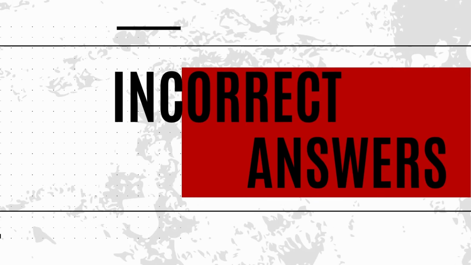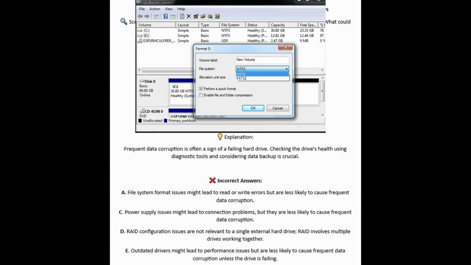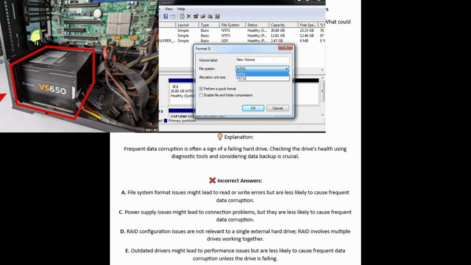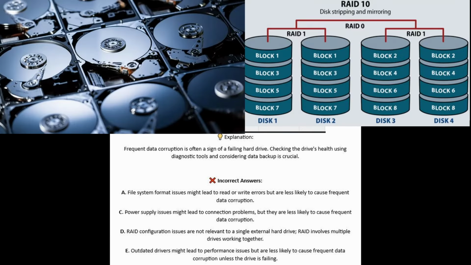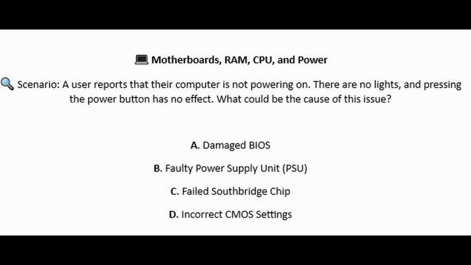And now for the incorrect answers, file system format issues might lead to read or write errors, but they are less likely to cause frequent data corruption. Power supply issues might lead to connection problems, but they are less likely to cause frequent data corruption. RAID configuration issues are not relevant to a single external hard drive. RAID involves multiple drives working together, and outdated drivers might lead to performance issues, but they are less likely to cause frequent data corruption unless the drive is failing. And for the next question of our exam, question number 6.